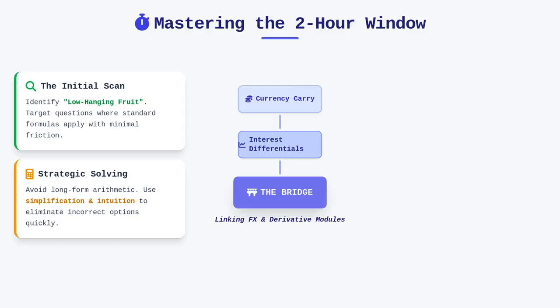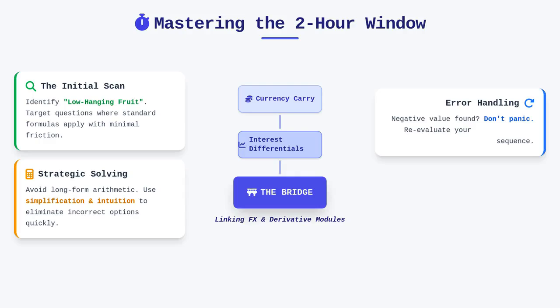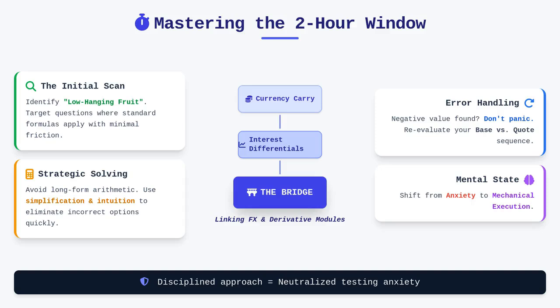Maintaining this level of focus requires a calm approach. If you solve for a variable and find a negative value where a positive one is expected, do not panic, but instead reevaluate your base and quote currency sequence. This systematic approach effectively neutralizes the anxiety of the testing environment and shifts your focus to the purely mechanical requirements of each question.